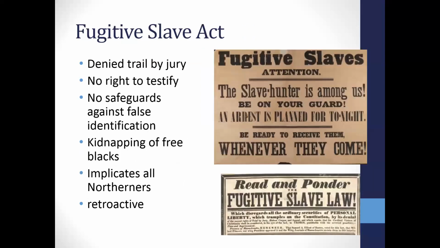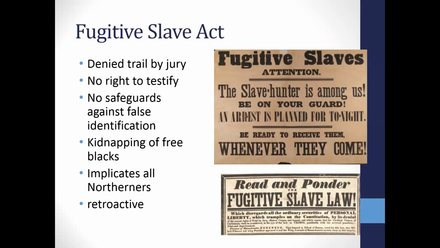Now, this Fugitive Slave Act, there had been one on the books, but again, this 1850 version strengthened that act. And so this allowed slave catchers to enter northern states, presumably going after runaway slaves, and taking them back to bondage. They denied these people the right to jury. They had no right to testify. There were really no safeguards against false identification. If you've seen the movie 12 Years a Slave, it's about Solomon Northup, a free Black man in the North who is kidnapped and sold into slavery.